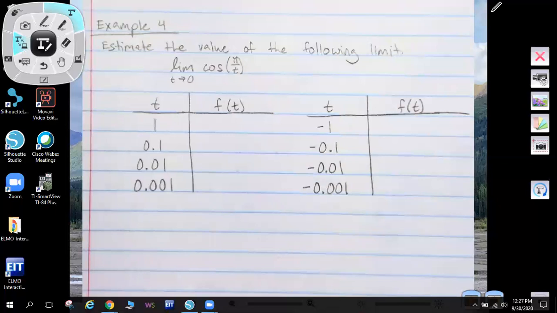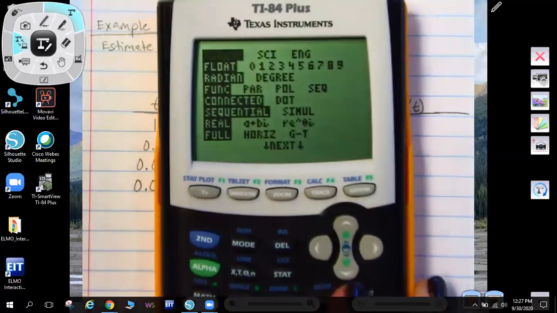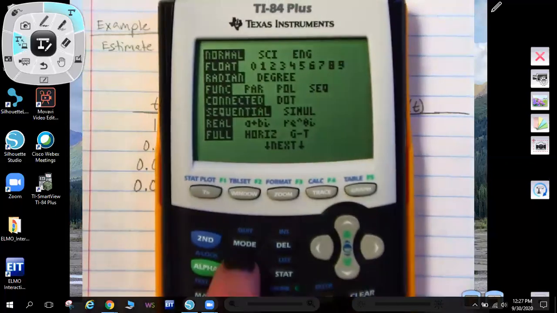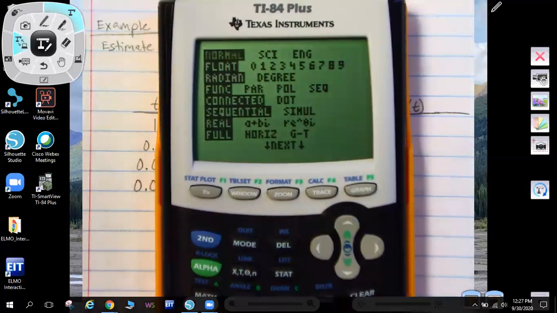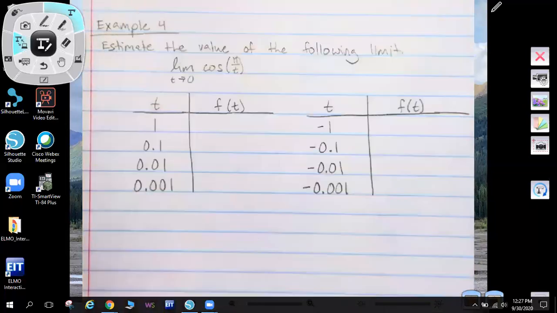Okay, let's make sure that we are all in the correct mode. If you go to mode, which is right here next to the second button, in the third row, you should have radian highlighted. If you have degree highlighted, you need to go over to radian and press enter. Okay, so you need to be in radian mode.